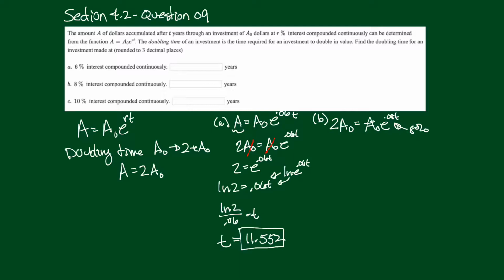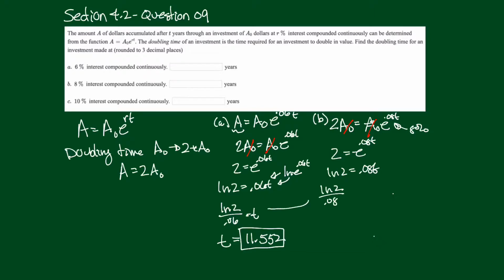So again, we will divide out the A naught, so that's nice because that means we're just left with this equation, which is 2 equals e to the 0.08 t. And you'll notice that there's no A sub 0 in here. There's no starting value. So the time does not depend on the starting value at all. Start with any amount you like. Now let's take natural logs of each side. So we'll get ln2 equals 0.08 t. So we'll divide, and get ln2 divided by 0.08.